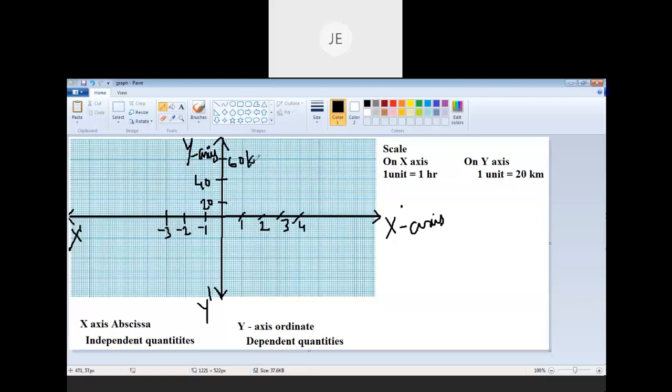Okay. And if you go to negative x direction, negative y direction, it will be -20, -40, -60, because 1 unit we have taken it as a 20 kilometer. 1 unit is nothing but 10 small lines combined together, and one thicker line is there.